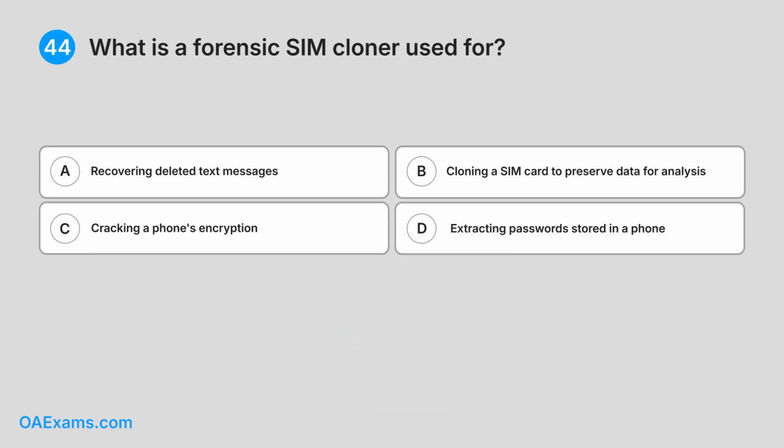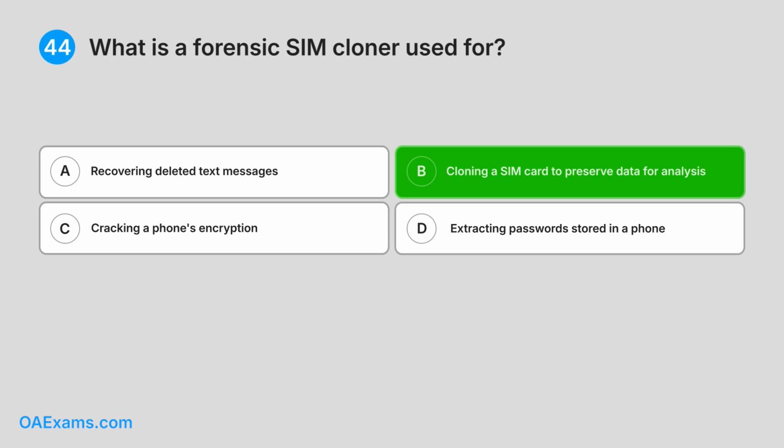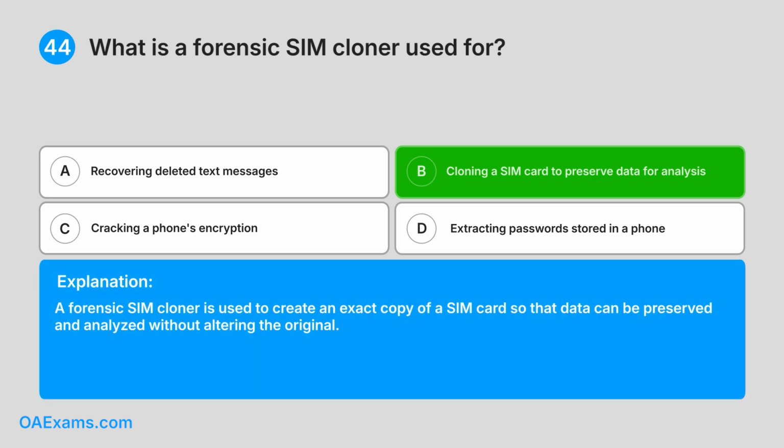Correct answer. B. Cloning a SIM card to preserve data for analysis. Explanation. A forensic SIM cloner is used to create an exact copy of a SIM card so that data can be preserved and analyzed without altering the original.